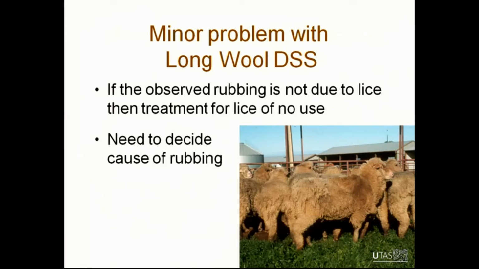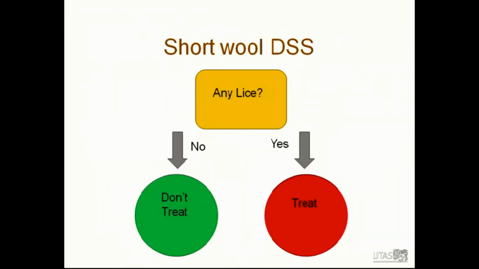Now, there was a problem with this Wool Decision Support System, and that is that we've assumed that if the sheep are showing signs of rubbing, we can use the proportion of the flock that are rubbing to start off our estimate of the lice damage and the increase that might occur. Now, there are actually some other causes that will make sheep rub, or appear to be rubbing, causing wool damage for various reasons. So we really did need to help people decide whether lice really were the cause of rubbing. And I'll just leave that because we're going to come back to it for another reason later on.